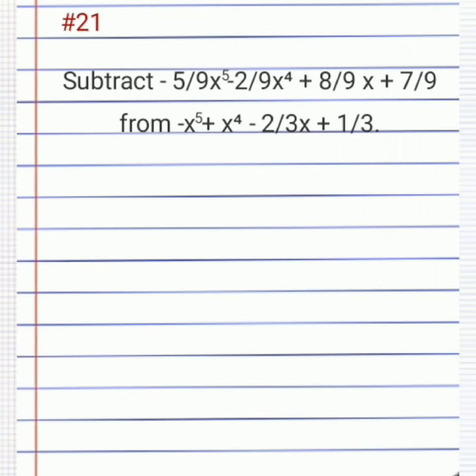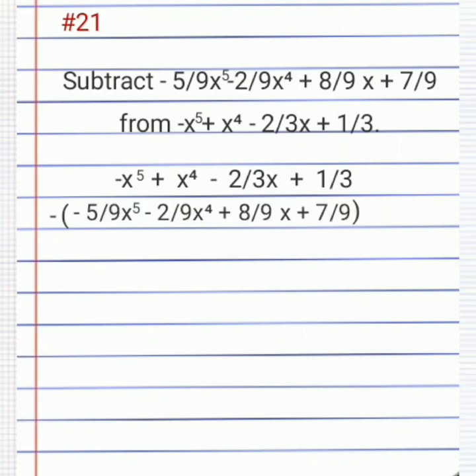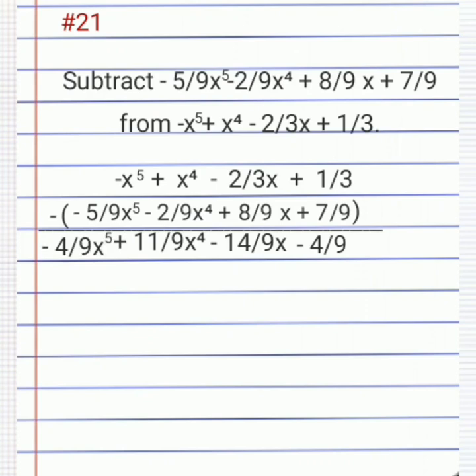Plus x to the 4th power minus 2/3 x plus 1/3. 1/3 minus 7/9 is equal to negative 4/9. Negative 2/3 x minus 8/9 x is equal to negative 14/9 x. x to the 4th power minus negative 2/9 x to the 4th power is equal to 11/9 x to the 4th power. Negative x to the 5th power minus negative 5/9 x to the 5th power is equal to negative 4/9 x raised to the 5th power.